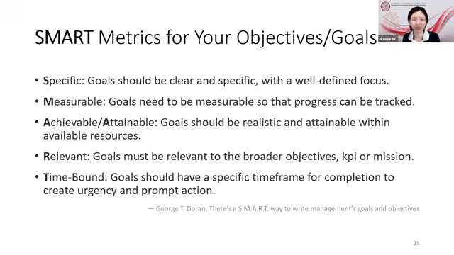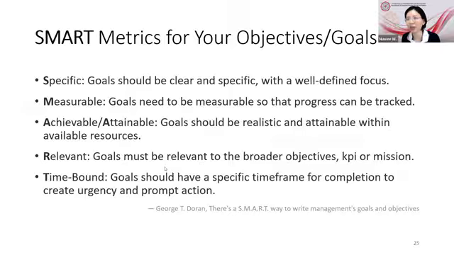The last one is T. T is time bound, which means that this goal or objective should have a specific time frame for completion, so that we know whether we can track the progress, and by when we need to expect to achieve this goal, right? We need to have the time frame. We know whether it's urgent or not, and what action. If it's urgent, we do this. If it's not urgent, we do something like that. So this is also very important for the objectives.